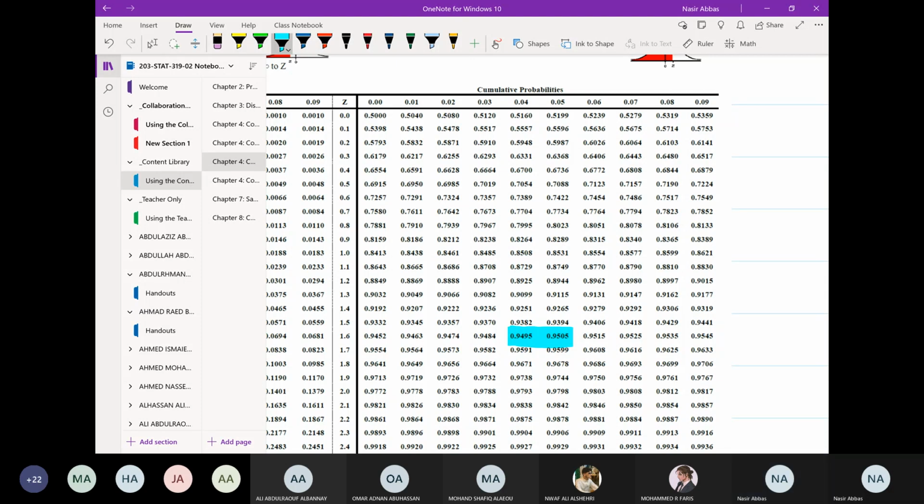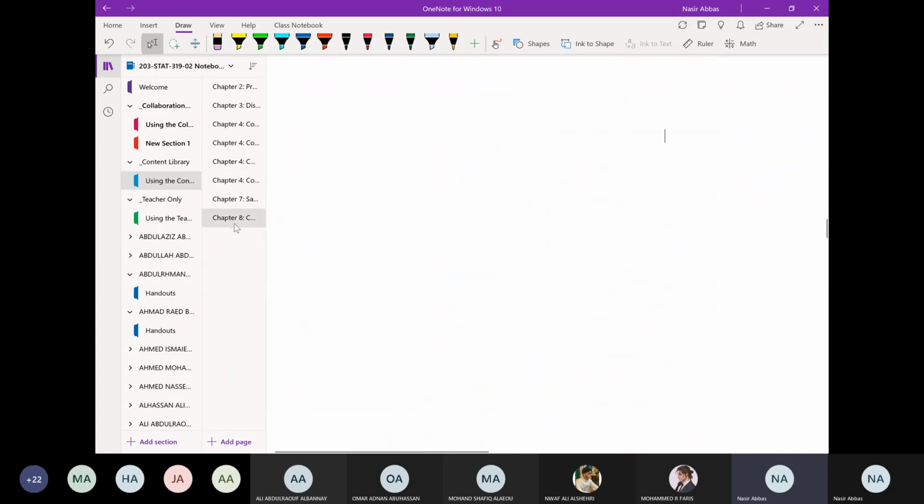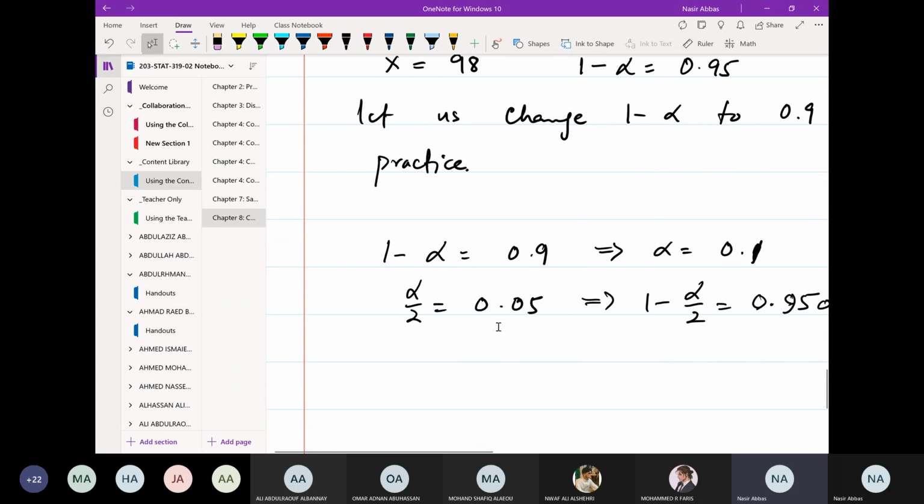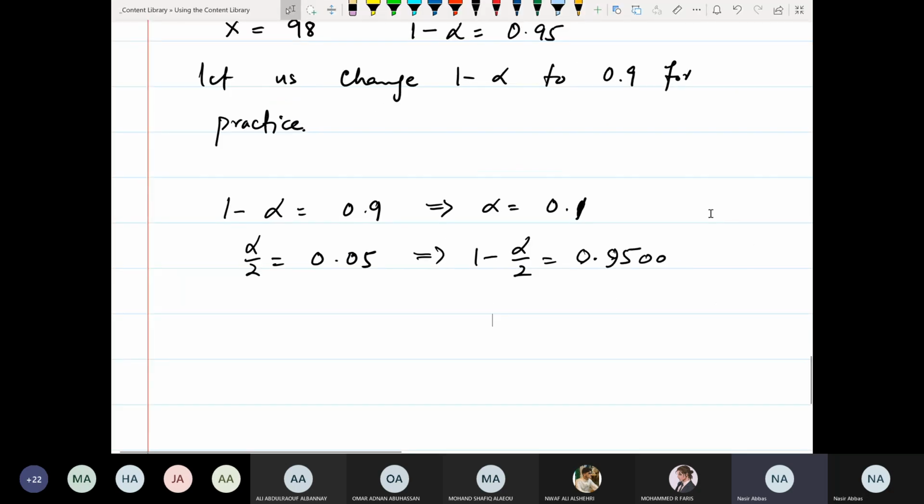So the critical value against 0.95 is 1.64. That's acceptable. 1.65 is also acceptable, but the best thing is to take 1.645, the middle of 1.64 and 1.65. I repeat, in exam, if you take the critical value 1.64, that is acceptable. If you take 1.65, that is also acceptable. But the best thing to do here is to take 1.645. So we take the critical value 1.645.